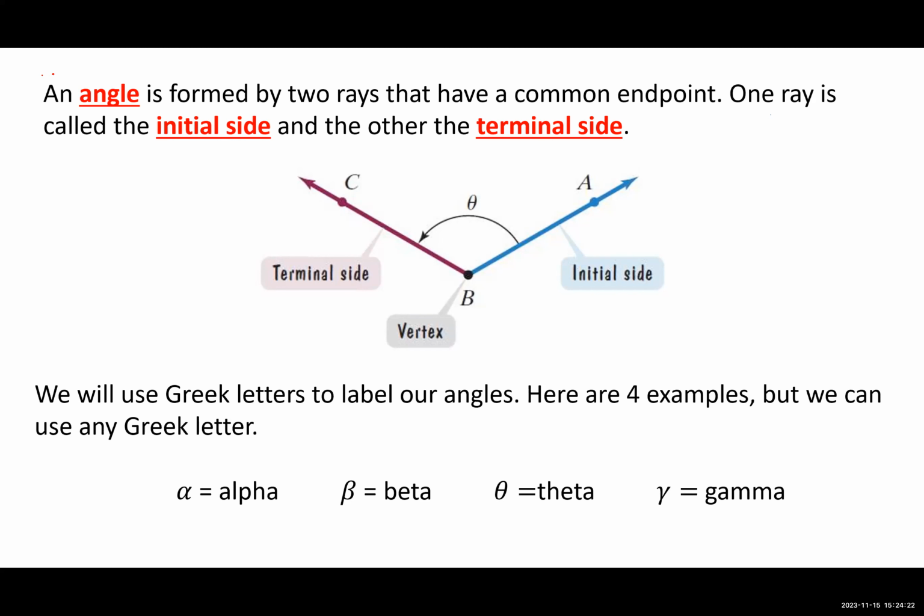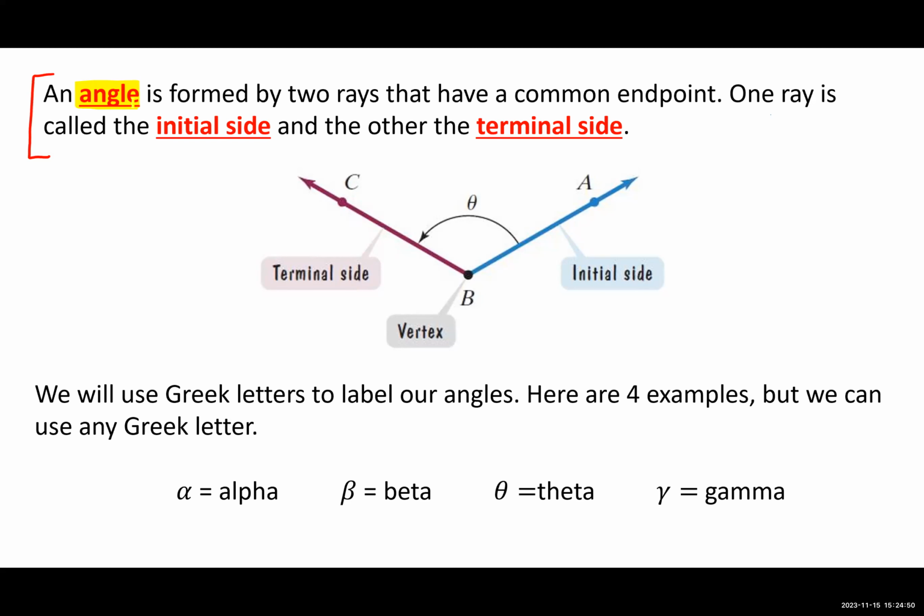So first off, let's talk about the definition of an angle. What is an angle? Well, an angle is the rotation between two rays. A ray is an infinite line that only goes in one direction, right? A line is infinite in both directions. A ray has a starting point but no ending point.